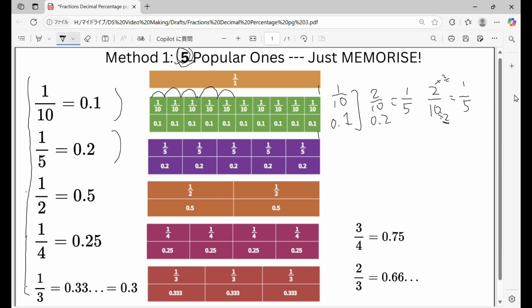5/10 is 0.5. And you notice 5/10 is taking 5 parts out of 10 parts, which is taking a half of it. Or you can think of it as 5 divided by 10: you can divide both top and bottom by 5, and you get 1/2. So 1/2 is 0.5. That's the third one.